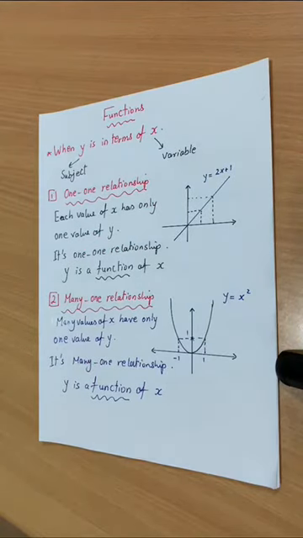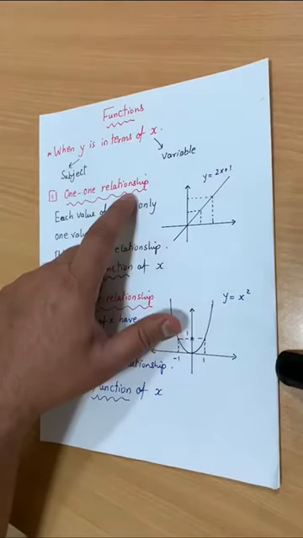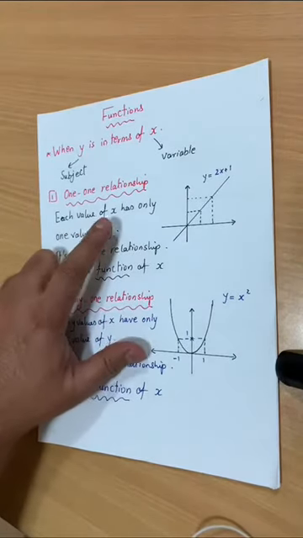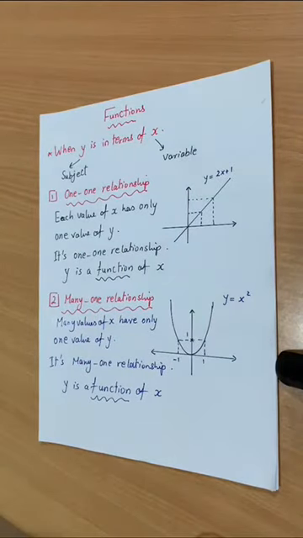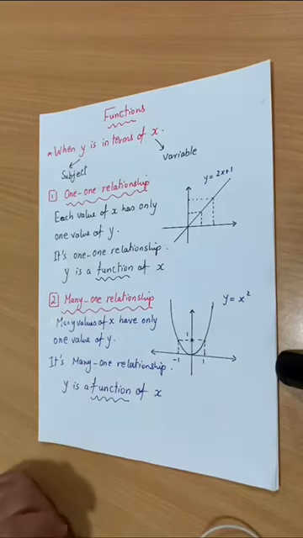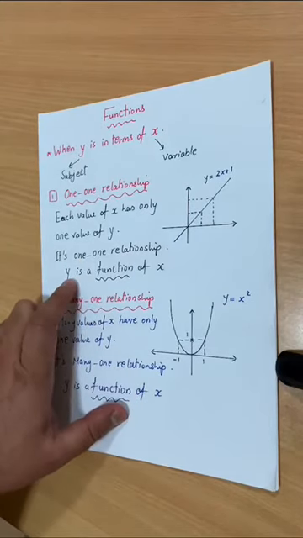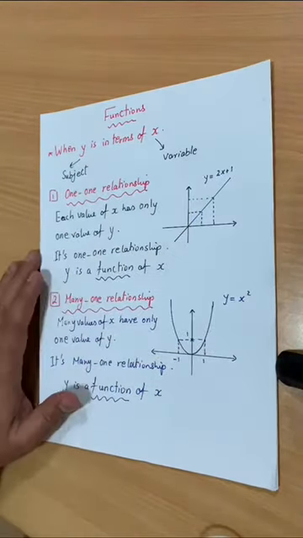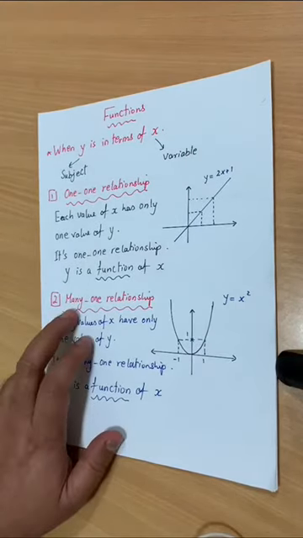We have four types of functions. First type, we call it one-to-one relationship. What does that mean? Each value of x has only one value of y. So one x is only representing one value of y, like the straight line equations. We call that one-to-one relationship, and we call that y is a function of x. Why? Because y is the subject and x is the variable, so we have to say that y is a function of x. Second type, we call it many to one.